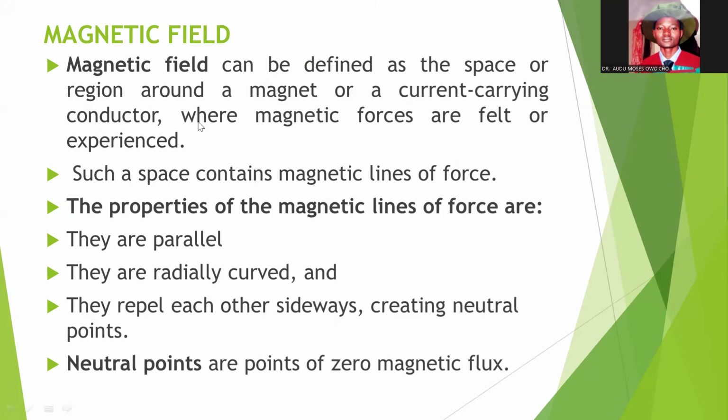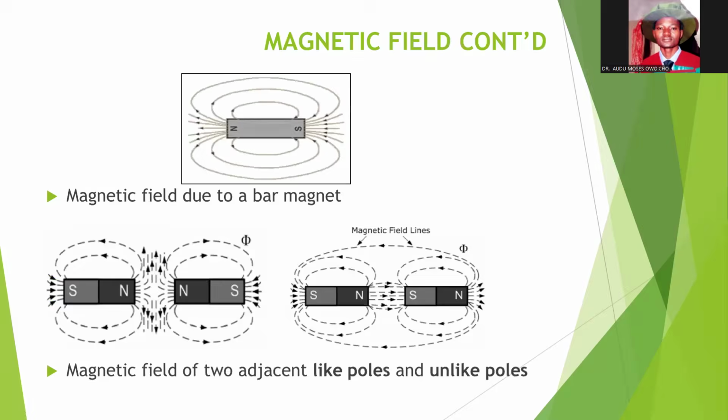Let's look at magnetic field. It is defined as the space or region around a magnet or a current carrying conductor where magnetic force is felt or experienced. Such a space contains magnetic lines of force. We cannot see magnetic lines of force with our naked eyes, but they have some properties. They are parallel, they are radially curved outward, and they repel each other, creating neutral points, which are points of zero magnetic flux.